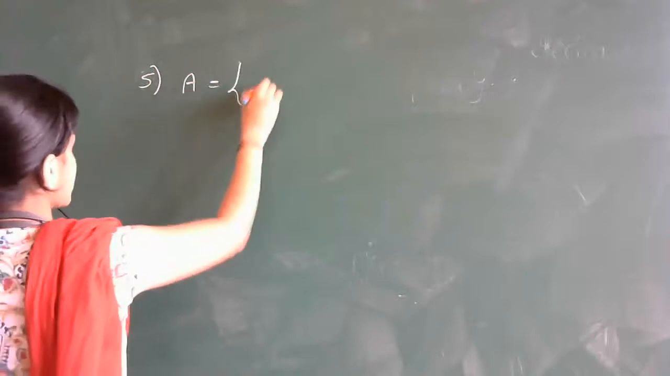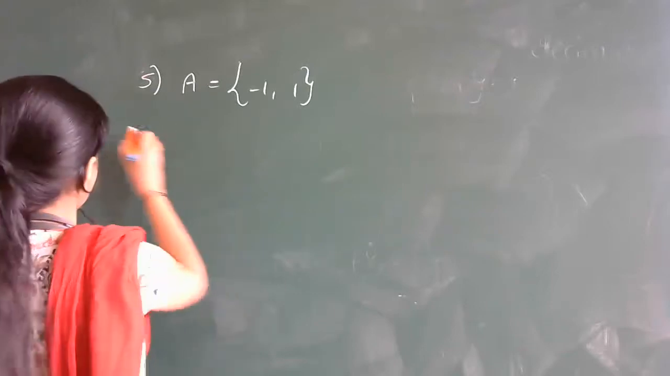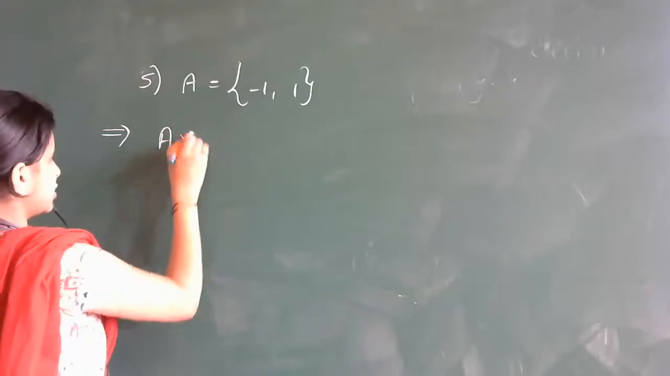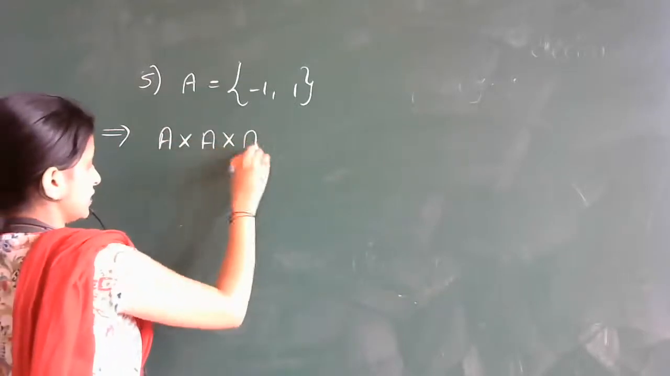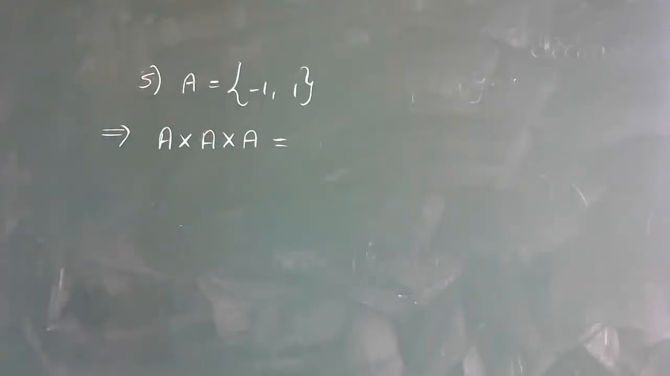Okay. Now let us go for the fifth question. If A is equal to minus 1 comma 1, we have to find A cross A cross A. Actually, this is not there for you. This is reduced from your syllabus. This Cartesian product of 3 sets is reduced from your syllabus. Okay, but we will still do it.